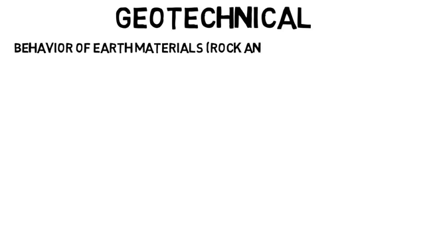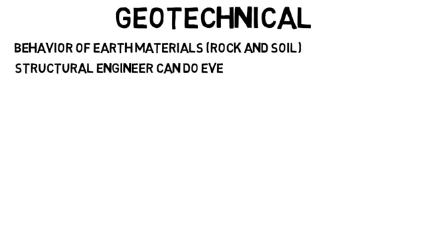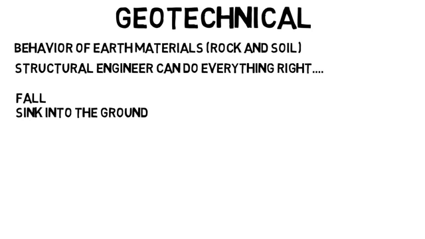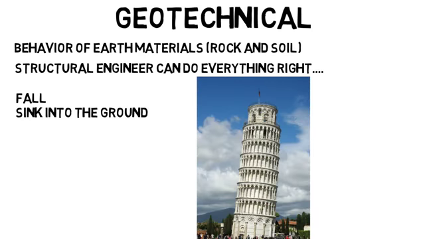Geotechnical engineers are concerned with the behavior of earth materials like rock and soil, but the main focus is soil. This may seem odd, but you'll see how important this is. The structural engineer can do everything right to make sure the building will stand up, but if the geotechnical engineer messes up and you put a structure on soil that can't withstand it or is uneven, the building could fall, sink into the ground, or even lean to one side, probably the most famous being the Leaning Tower of Pisa, which was a result of soil issues.